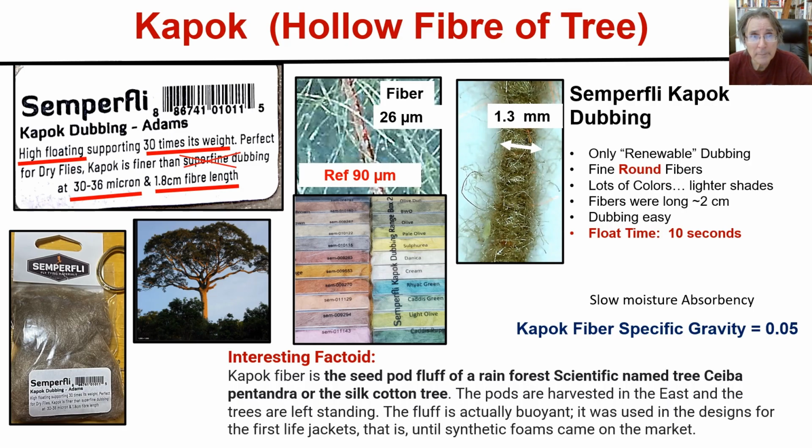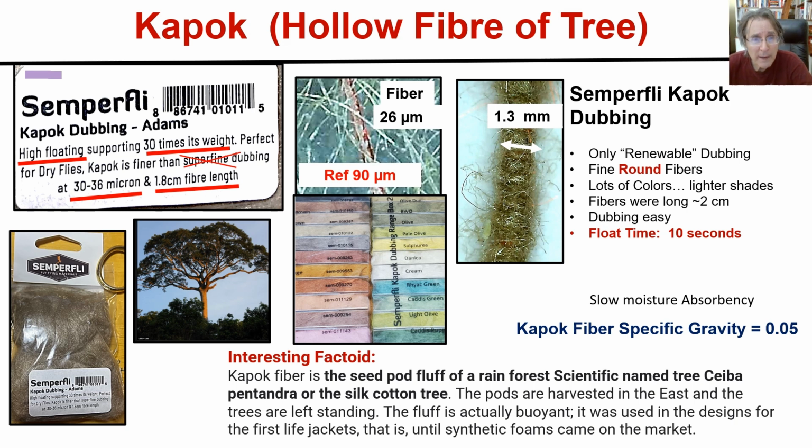This fiber is from the kapok tree. It is the only fiber that doesn't impact wildlife or pollute the environment with polyurethane nylons. Here's a snapshot from the packaging, and they're claiming it is high floating and supports 30 times its weight. That is true, and I do like the high floating part of it because the specific gravity is 0.05, which is fairly light, and it is perfect for dry flies.